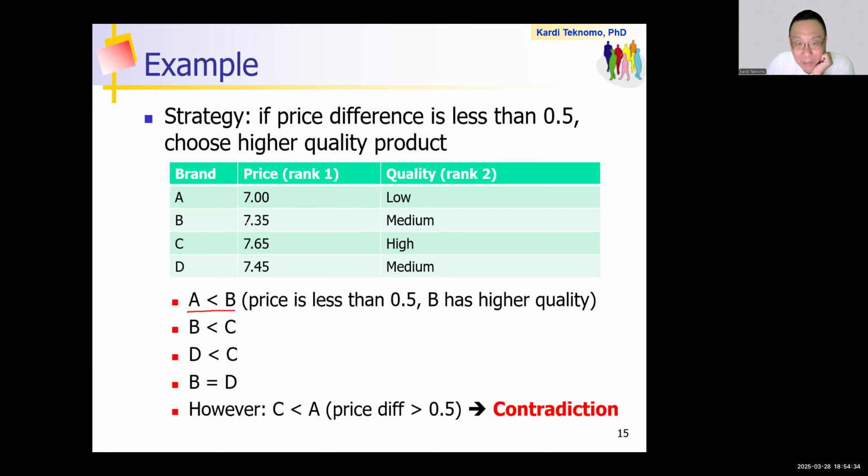So let's compare now B and C. The difference is less than 0.5 also, right? So in that case, because the price difference is less than 0.5, what will you choose? The higher quality product. Between medium and high, you will choose high. So C is preferred over B, right? Now let's compare C and D. Oh, this is also less than 0.5.